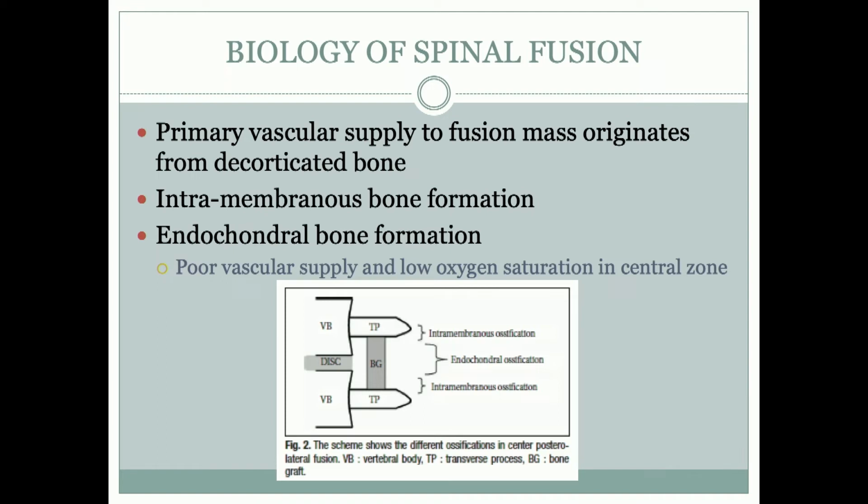So the biology of spinal fusion occurs primarily through intramembranous bone formation at the decorticated transverse processes, but the central zone is low in blood supply, nutrients, and oxygen, and this is where enchondral bone formation typically occurs.